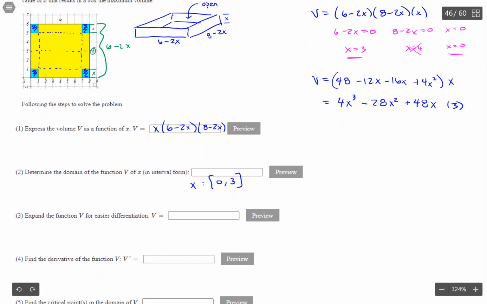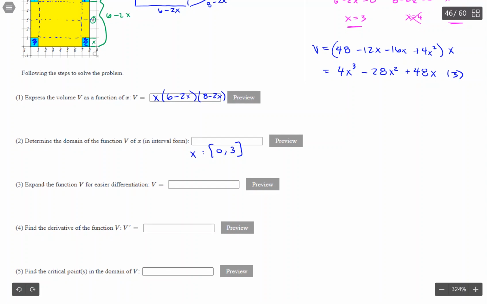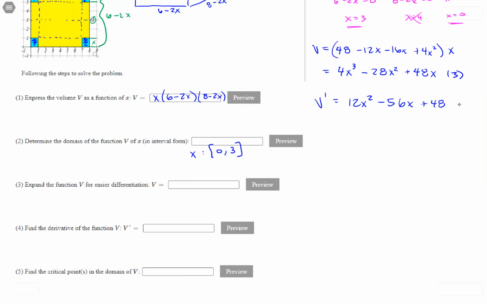Next up, let's see here. Find the derivative. Okay, we've got it in a form to more easily find the derivative. Let's go ahead and do it. 12x squared minus 56x plus 48. Okay, there's your derivative, so that's the answer to part 4.